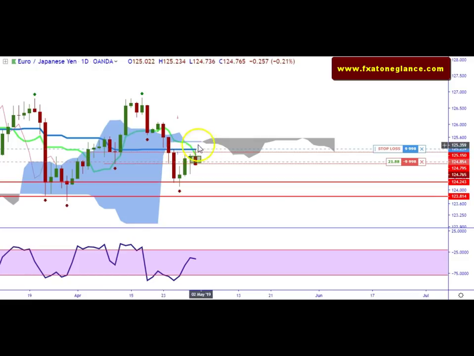Now I really didn't base this off of the crossover, but the crossover was a good thing. I based this off of the rejection of the Kijun-sen here.